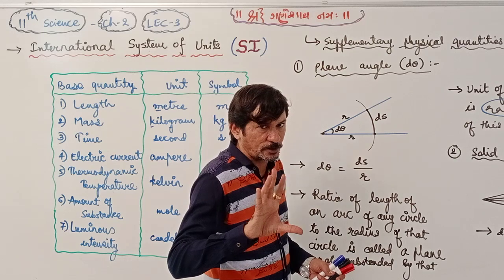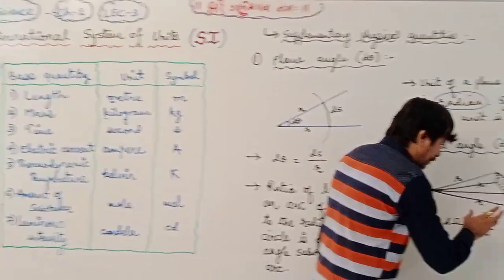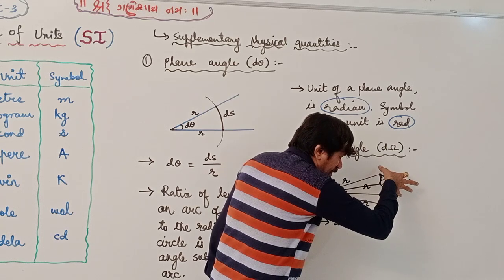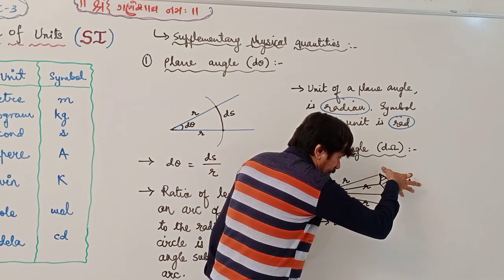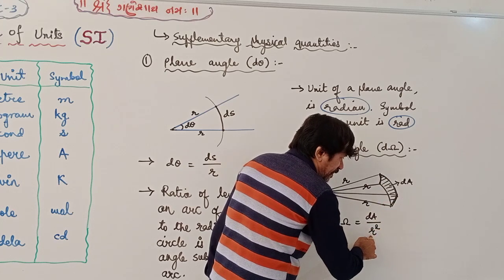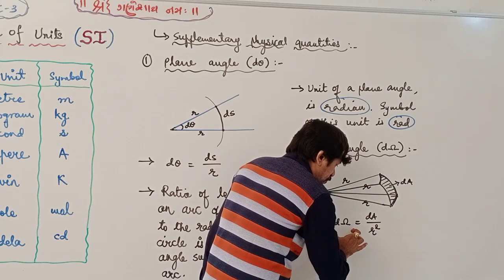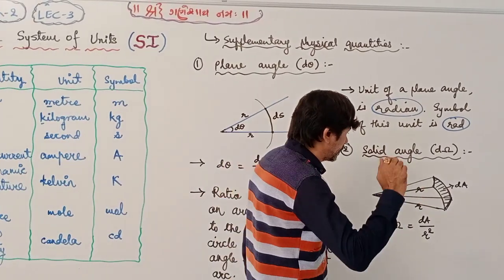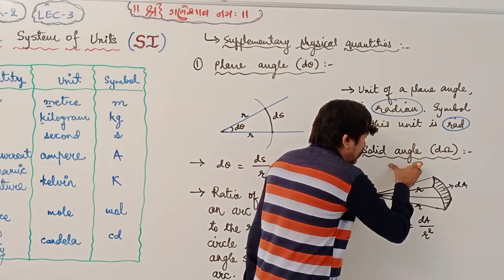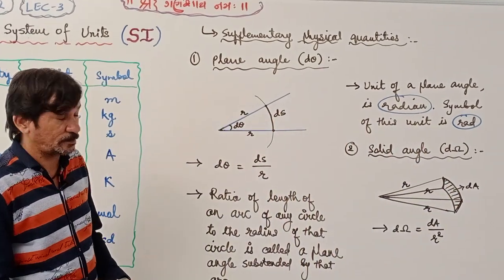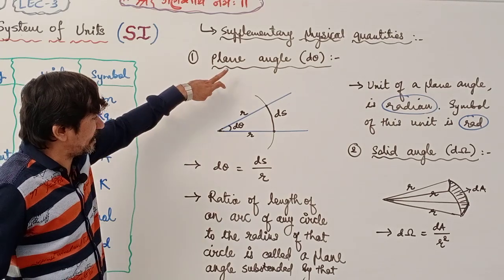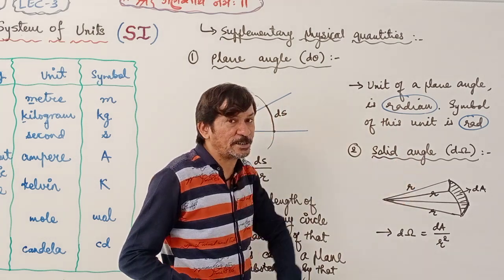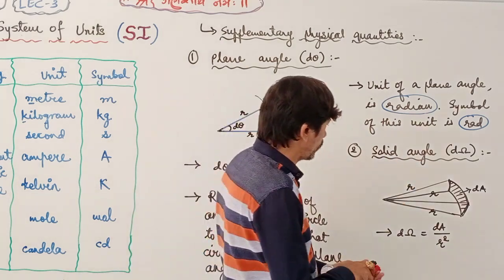In short, you will write the definition and I will give you the hint. Area of a small portion of a sphere surface to the square of the radius of that sphere is called solid angle, denoted by d omega. And now the question is, in which unit is solid angle measured? We measure plane angle in radian. Now solid angle is measured in steradian.